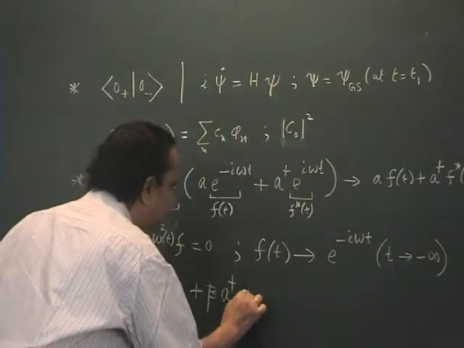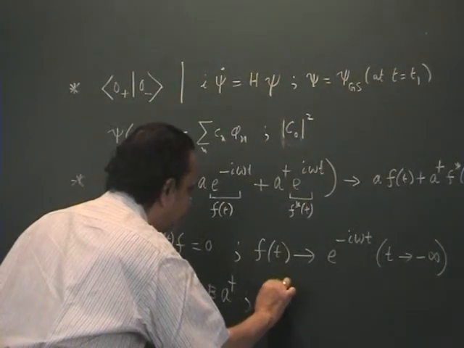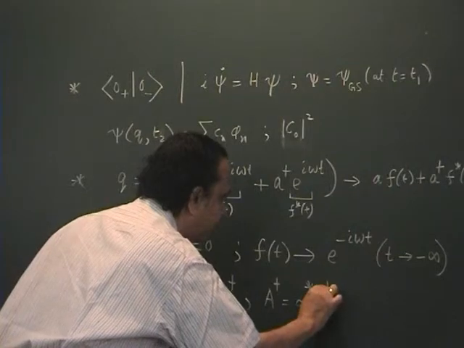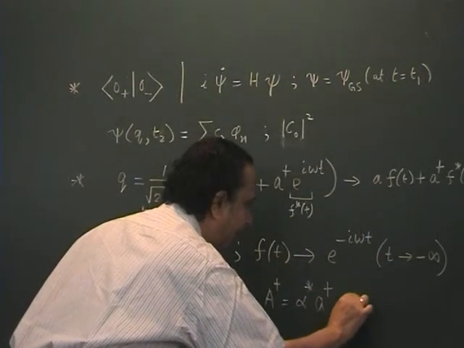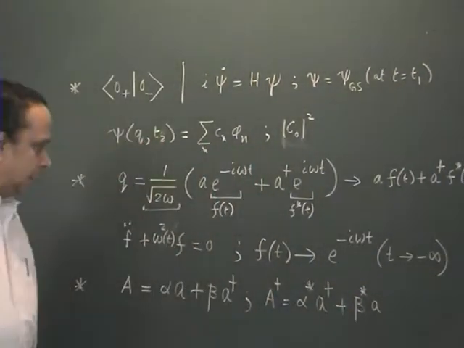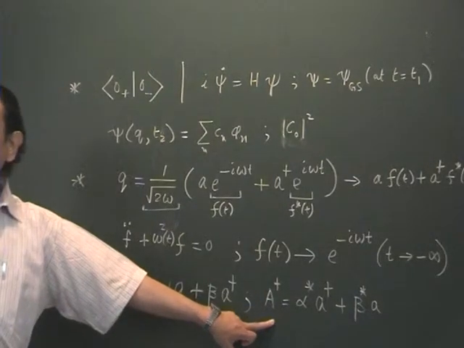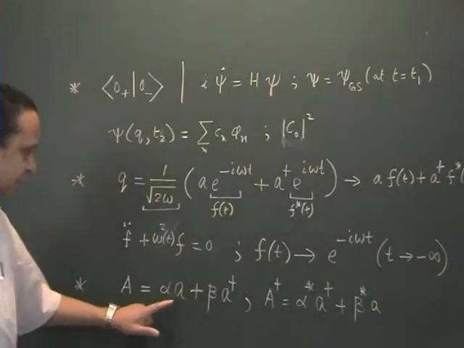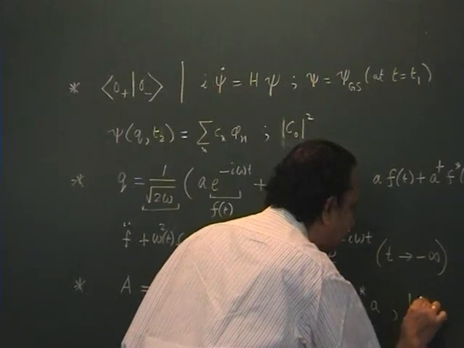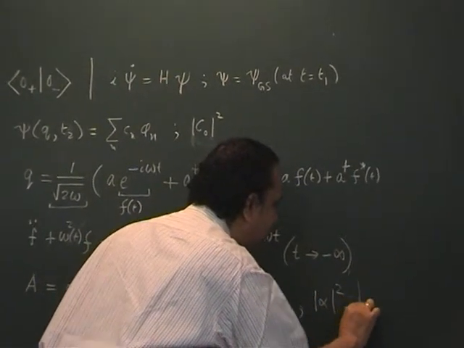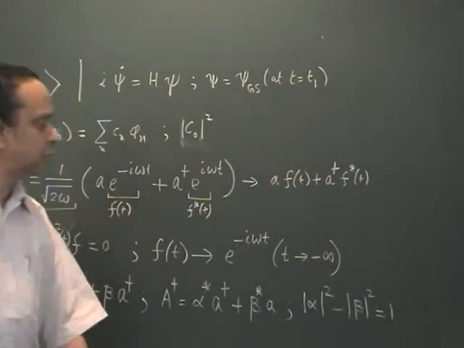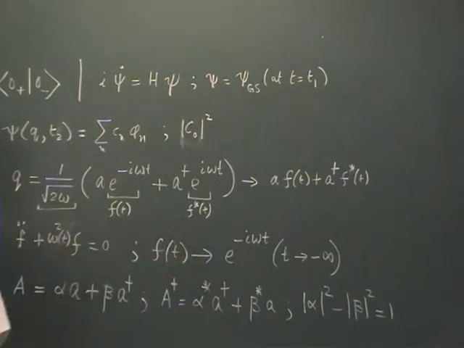Similarly for A dagger, which will be alpha star a dagger plus beta star a. Now your A and A dagger will satisfy the same commutation rules as your small a and small a dagger, provided alpha and beta satisfy the condition mod alpha squared minus mod beta squared is equal to 1. Some of these I am going to throw in as an exercise for you to work out, but this is fairly easy to prove.